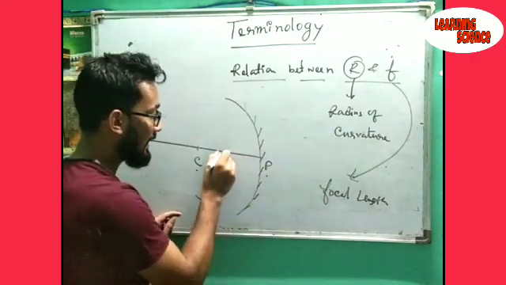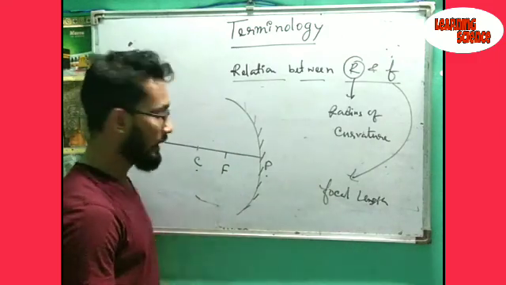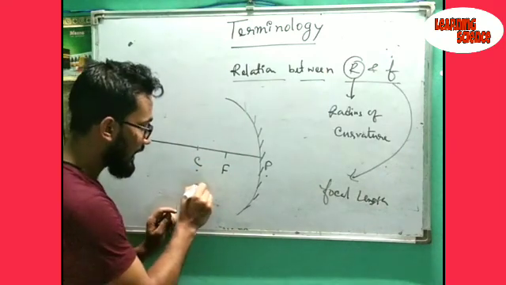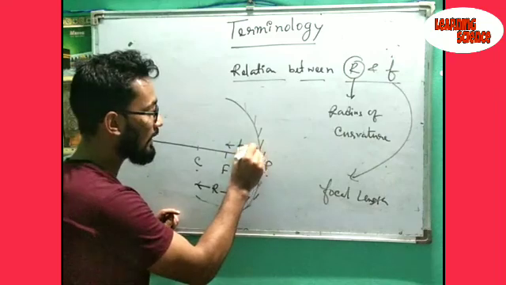The distance between C and P is called the radius of curvature. And say this is the focus. The distance between F and P is called the focal length. Now clearly from this diagram you can see the relation: this is our R, the radius of curvature, and this is our focal length.